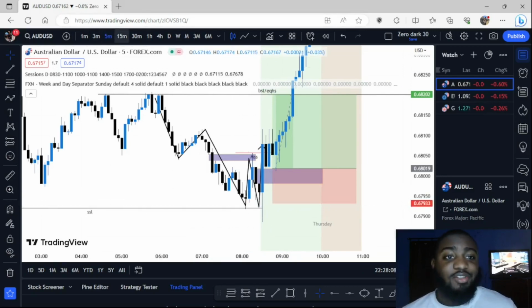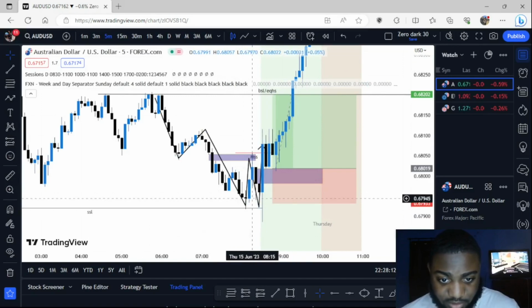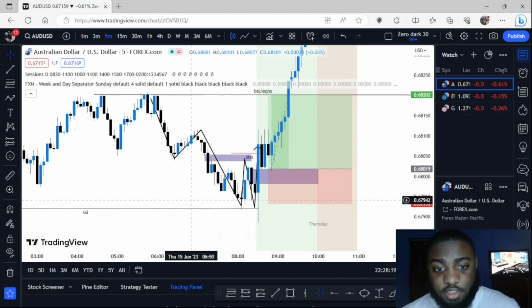Oh, I had to go to the... I'm not gonna do all that. I'm sorry. But I put my stop loss here for another reason. There's a wick down here. This is the last wick before this liquidation. So I put my stop loss here.